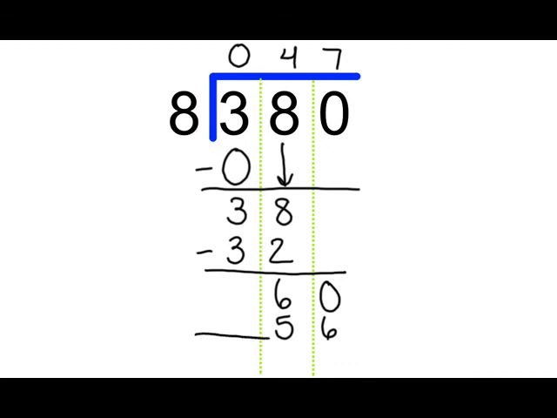We draw a line. We subtract. 60 minus 56. If you need to, you can borrow. 5 minus 5 is 0, 10 minus 6 is 4. I see if I have any more digits. I do not, so my remainder is a 4, so we put remainder 4. So my answer is 47 remainder 4. 8 goes into 380 47 times, but we have 4 units left over.